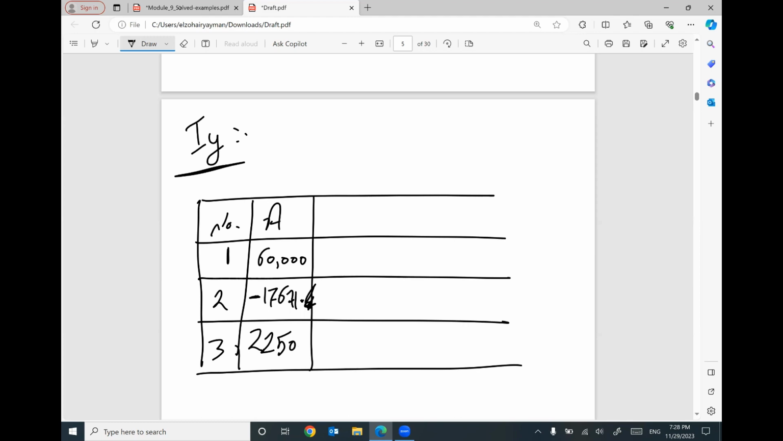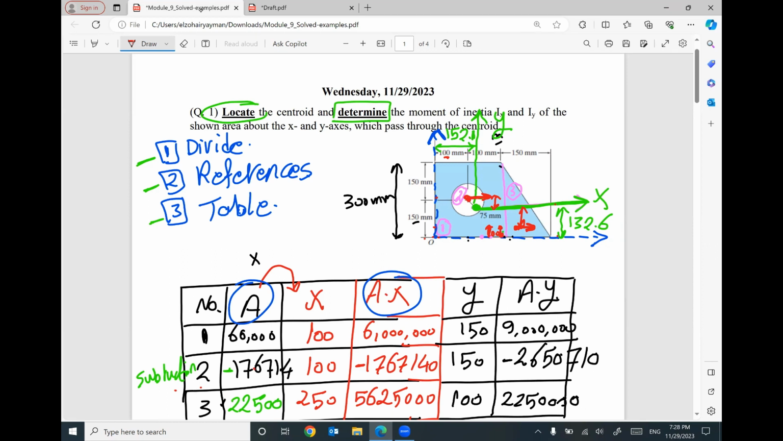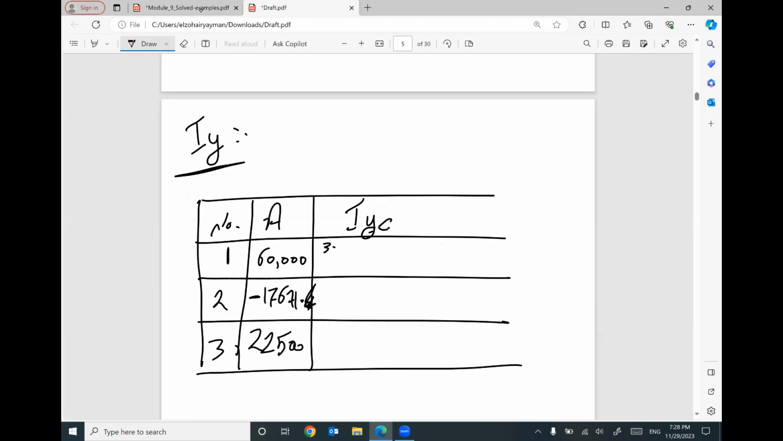22,500. What is the value of Iy for each part? First part, the Iy for the rectangle. If your y is here, it will be parallel to y, 300, times perpendicular to y, 200 cubed, divided by 12. For the circle, it will be negative because it's a hole, pi times radius to the power 4 divided by 4.